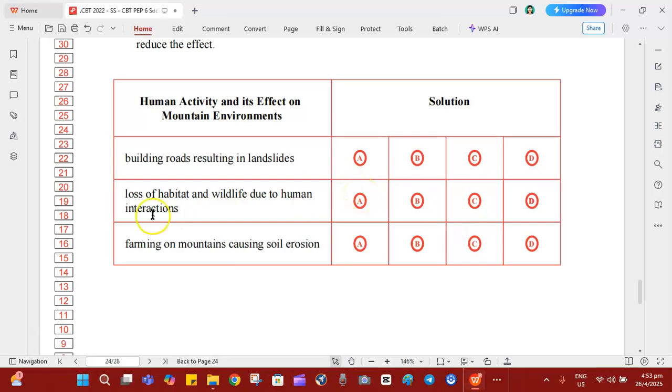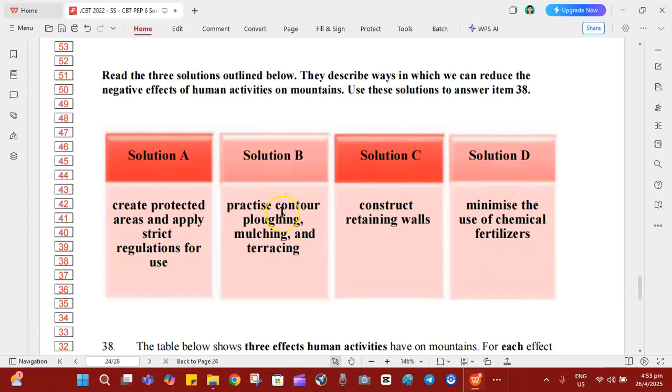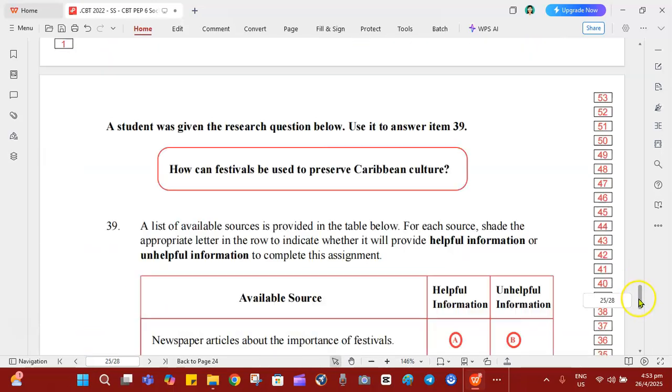Next one, farming on mountain causing soil erosion. So that would be B. So for the farming and erosion, you'd need contour plowing, mulching, and terracing to help control that.